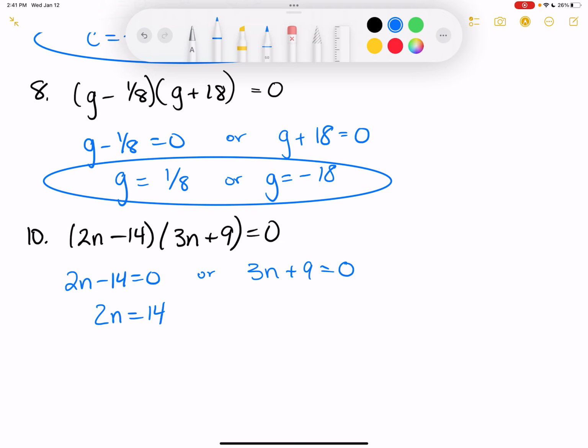I'm going to divide by 2. So n is equal to 14 divided by 2, which is 7. Or on the other problem, I'm going to move the 9 over. So 3n is equal to negative 9. So you basically just swapped the signs. Basically, yeah. So n is negative 9 divided by 3, which is negative 3.